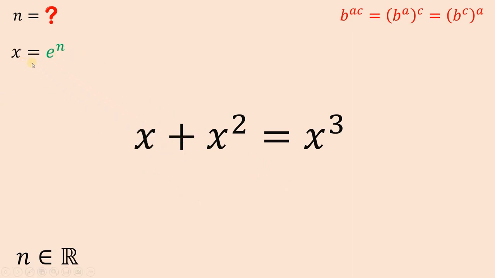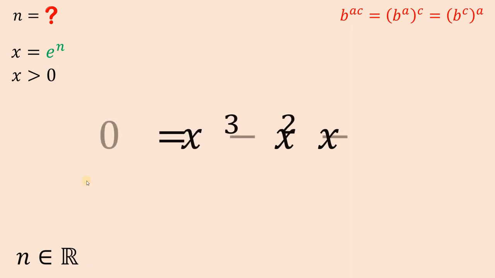And also take note, since x equals e raised to the power of n, x must be greater than 0, because e raised to the power of n is an exponential function. An exponential function cannot be equal to 0. So now let's continue. We have x plus x squared equals x cubed.